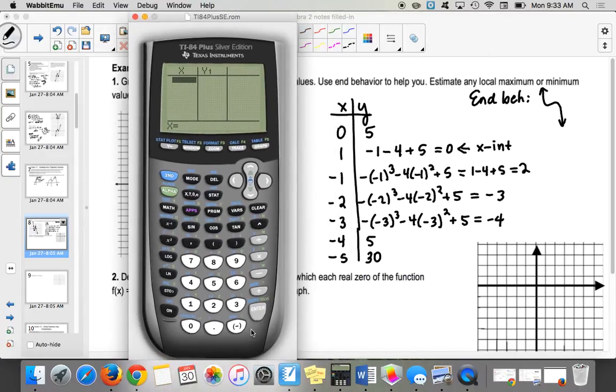So in our t-table, we had 0, we had 1, we had negative 1. You can put in all those different things. Does that make sense? Do you guys like that function? Yay, calculator.